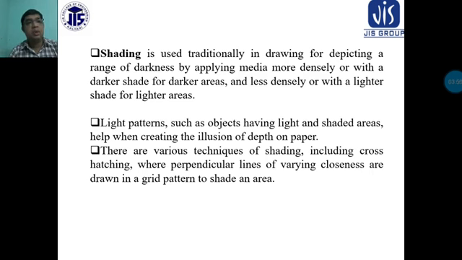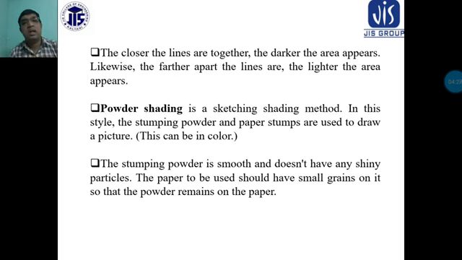In a few cases you can see only single hatching given, not cross hatching. Different grids are considered to draw the different shading areas. The closer the lines are together, the darker the area appears. Likewise, the further apart the lines are, the lighter the area appears.